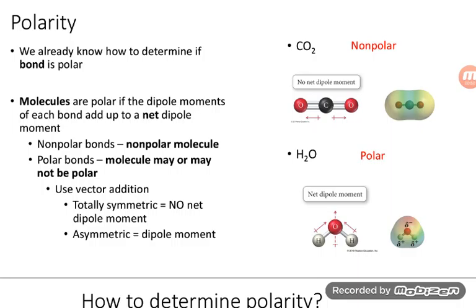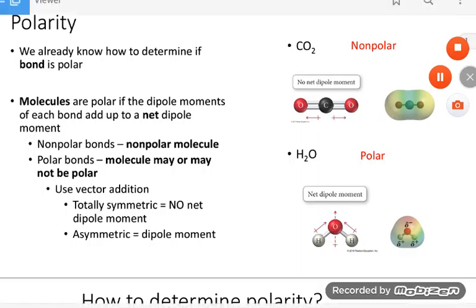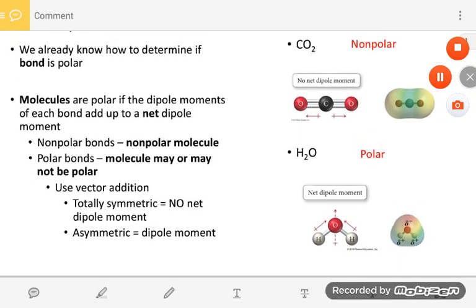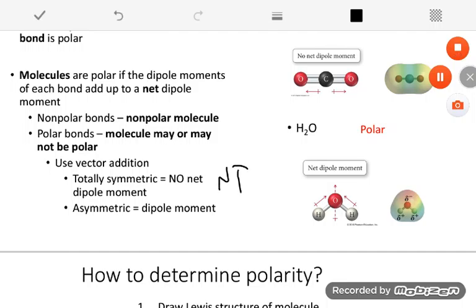The basic idea is that you would use vector addition. Dipoles are vectors, and if they cancel out, this happens when your molecule is totally symmetric. Then there's no net dipole moment, and in that case, your molecule is nonpolar. So if totally symmetric, no net dipole moment, that means you're going to be nonpolar. Whereas if it's asymmetric, you do have a dipole moment, and that molecule is going to be polar.